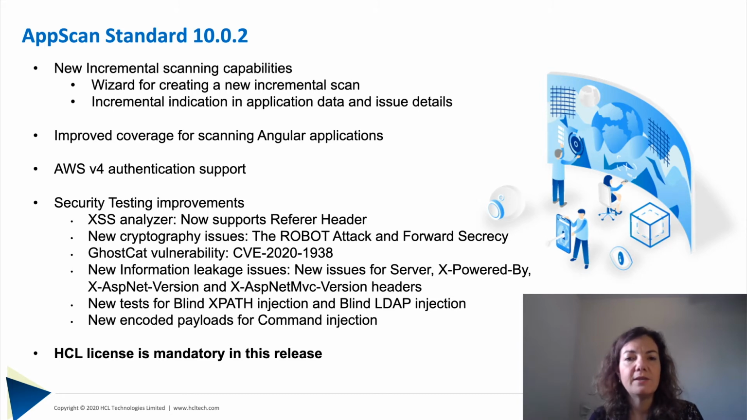AppScan. And like in every release, we added a group of new and improved security testing. It includes both new tests and improving the core capabilities of the engine for supporting new technologies for security testing. And you can see the list here. If you want to get to the details, you can read the release notes. And as Florin mentioned, HCL license is mandatory in this release. So plan for it.